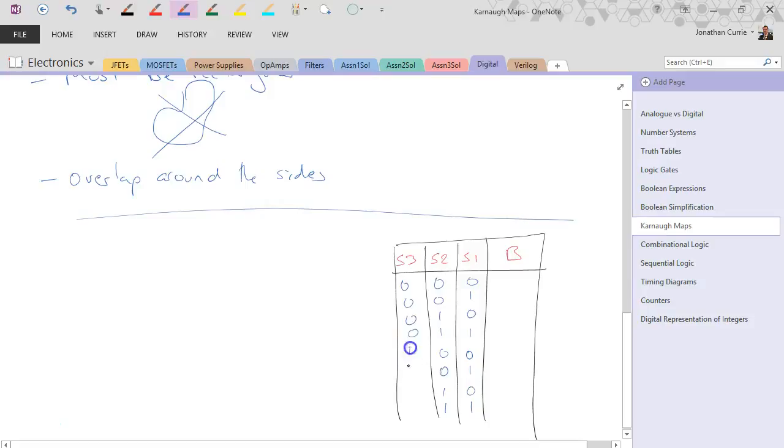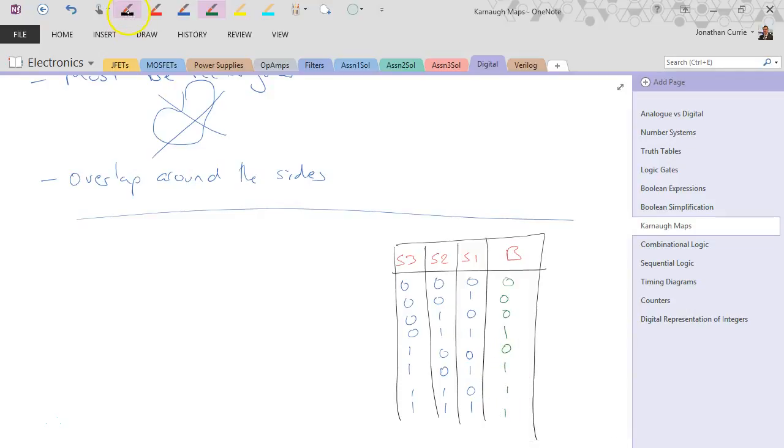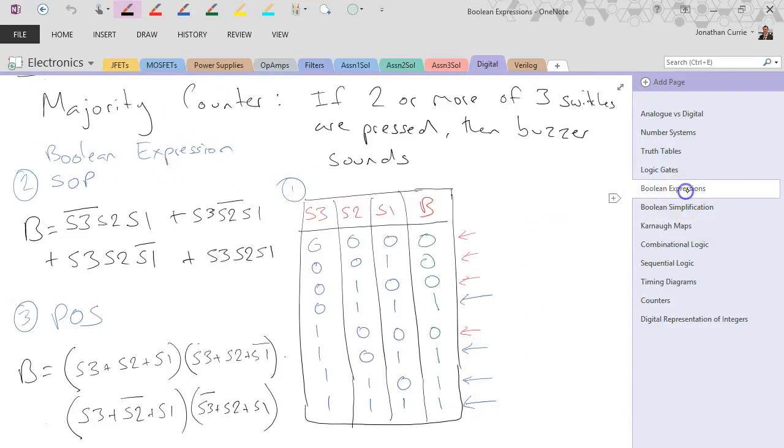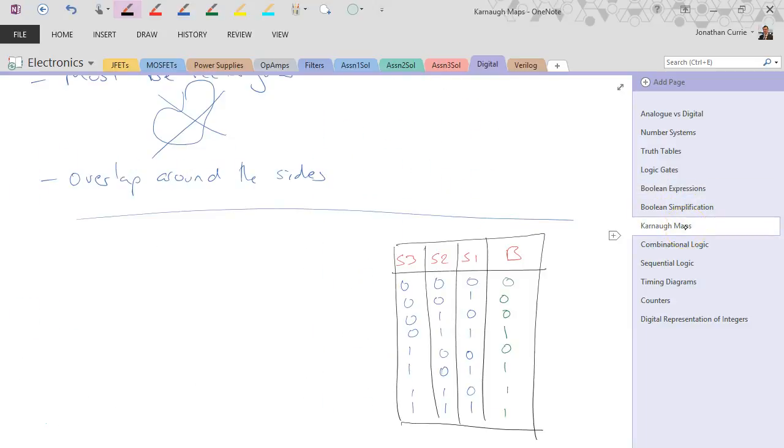Of all possible combinations, and then remembering the rule of how this circuit worked, if 2 or more are on, then the output is high. Alright, so 3 zeros, 1, 0, 3 ones. Make sure we got that right. 3 zeros, 1, 0, 3 ones. Good. So let's draw this as a K-map.